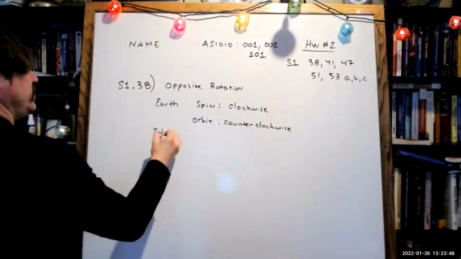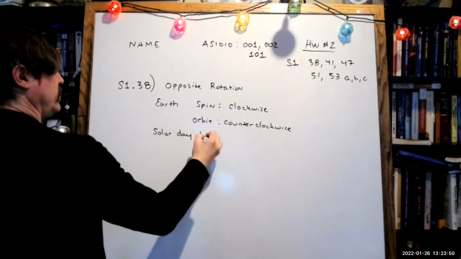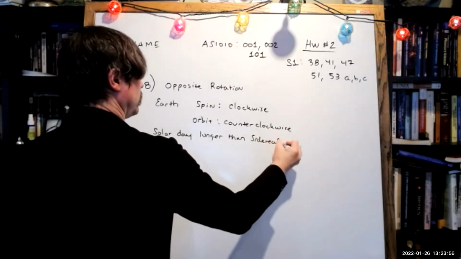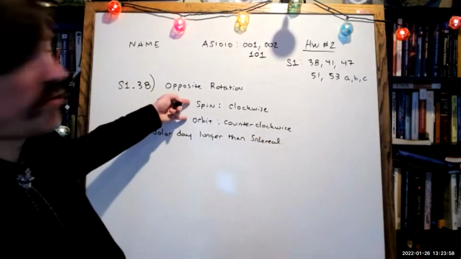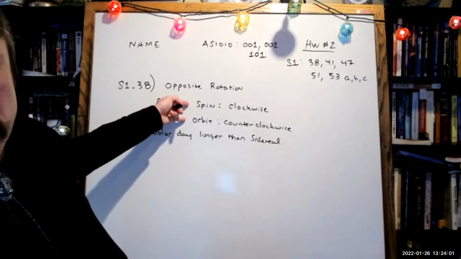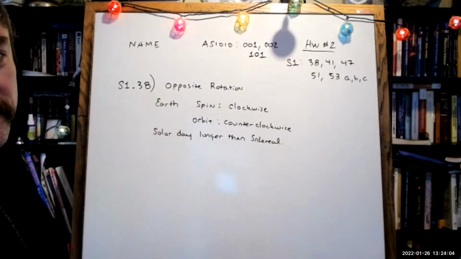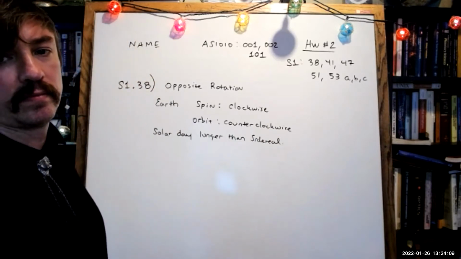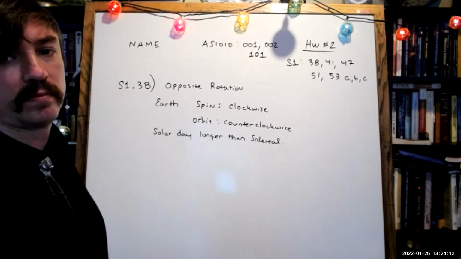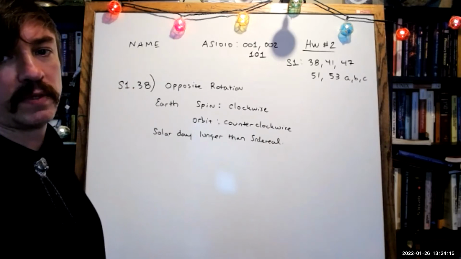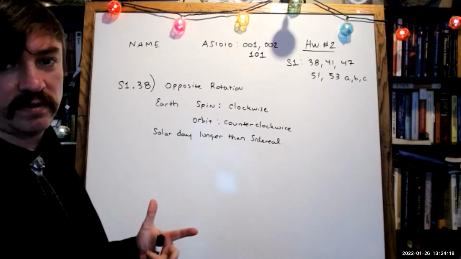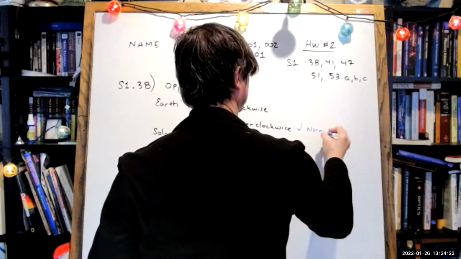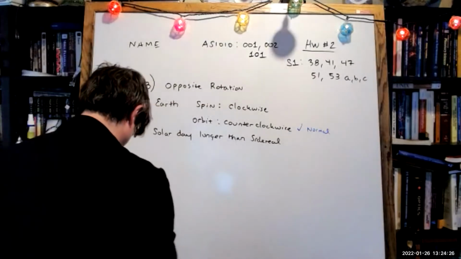Okay, so they want to know, is the solar day longer? Which one of these is normal and which one of these is messed up or different? The spin is messed up because it's clockwise. Right. So this is normal, right?